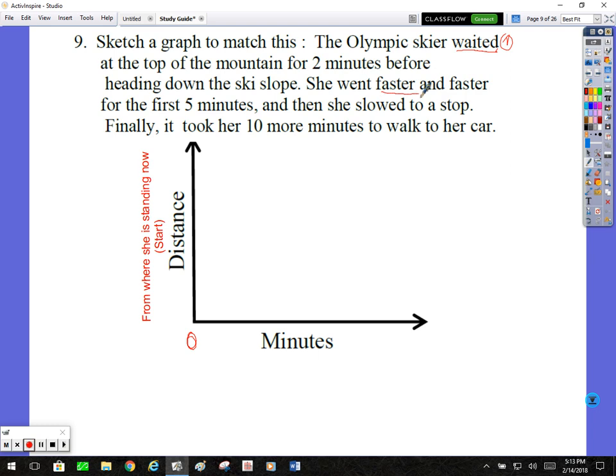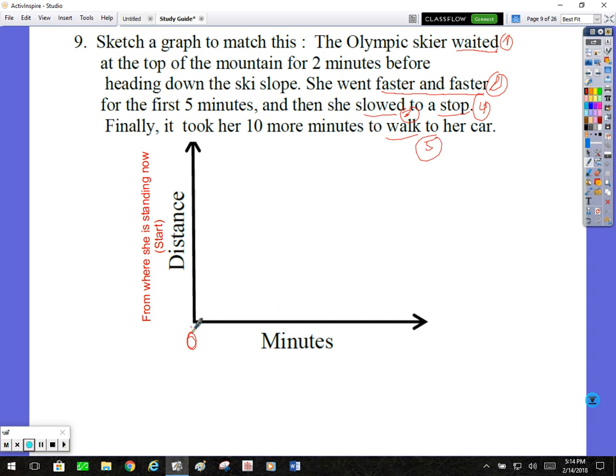She went faster and faster, so that's telling me 2 slopes. Then she slowed to a stop. That slowed part to me would tell me there's a change in her slope. There's 3. Then she stopped. That's 4. And then she walked. That would be 5. So I'm going to try to draw 5 slopes here.